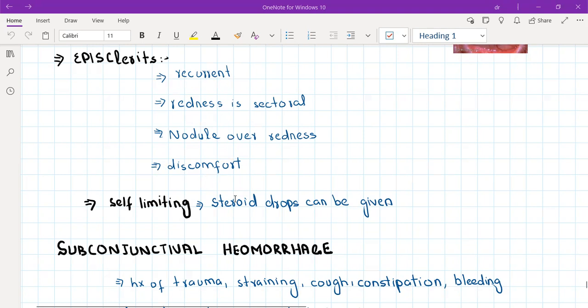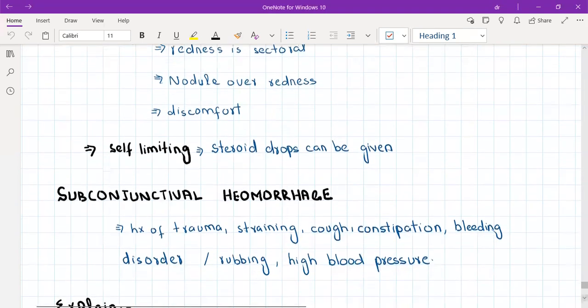But if the patient is really concerned, then you can give steroid drops. But otherwise, it will resolve spontaneously. It will present to the GP and you don't need to refer.